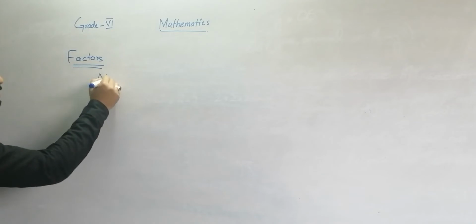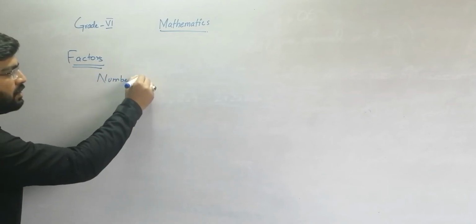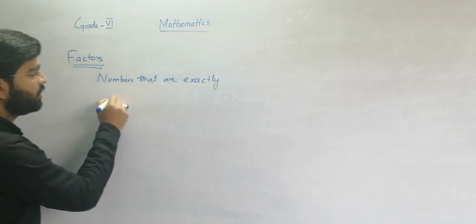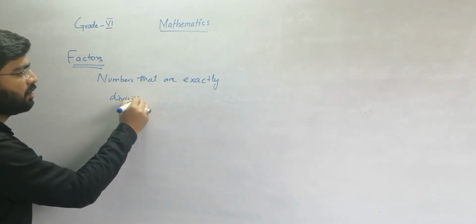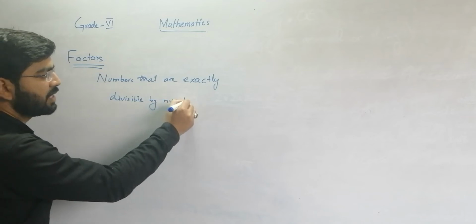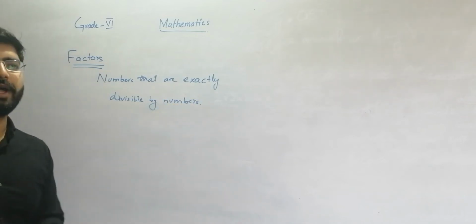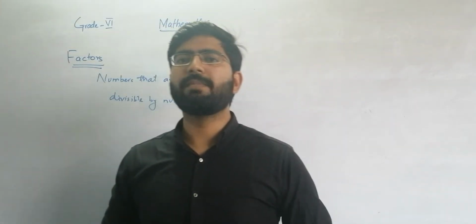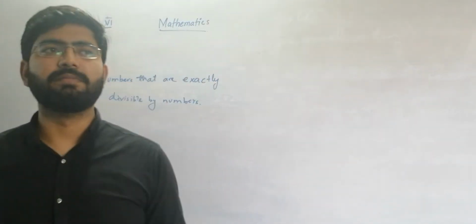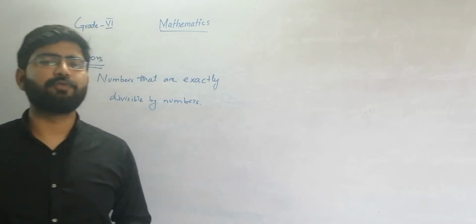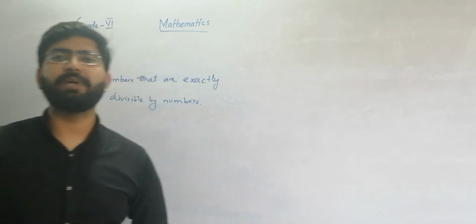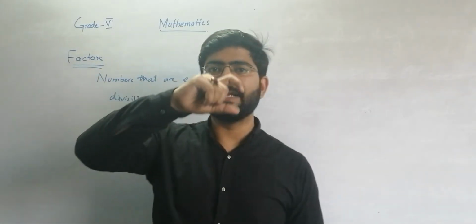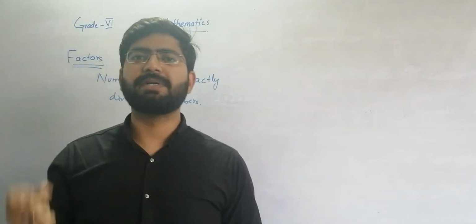Factors are the numbers that are exactly divisible by numbers. Such numbers are called factors. For example, if a number is like 18, it can be written as 1 multiplied by 18. And there is another number. 18 can also be written in the form of 9 multiplied by 2. 18 can also be written in the form of 6 multiplied by 3. Since 18 can be written in all these formats, all these numbers are called its factors.